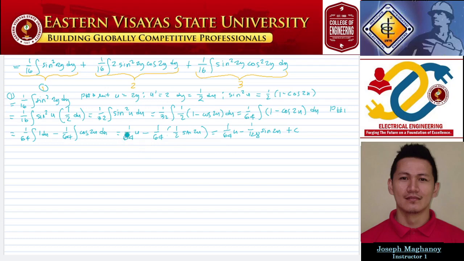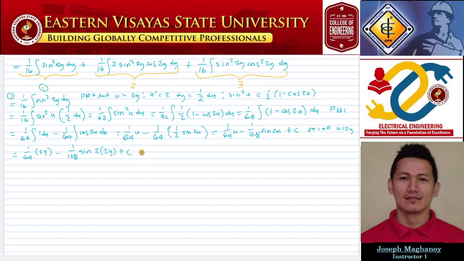Are we going to check? Let's check. 1/64, sine 2u. So we recall our value for u. What is our u? U is 2y. Okay, we rewrite our answer. 1 over 64, 2y minus 1 over 128 sine 2y plus your arbitrary constant c.